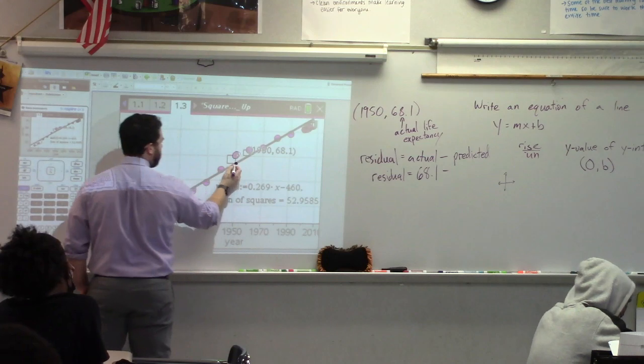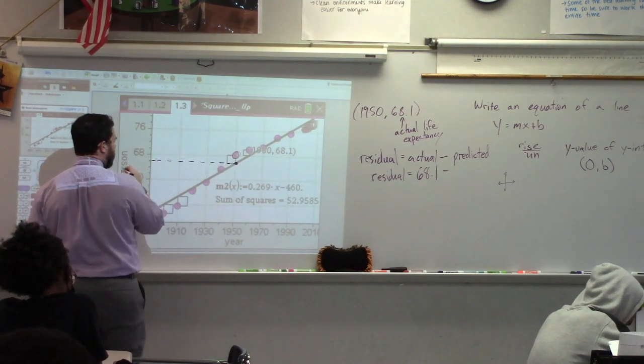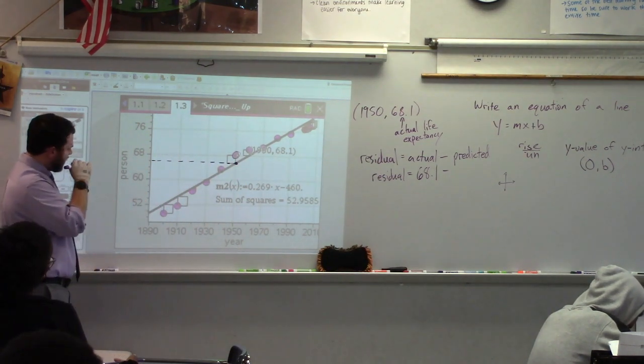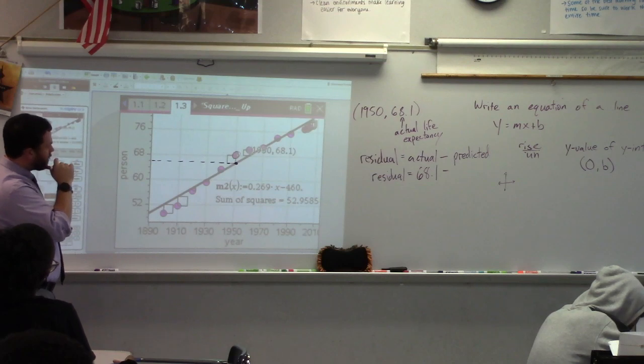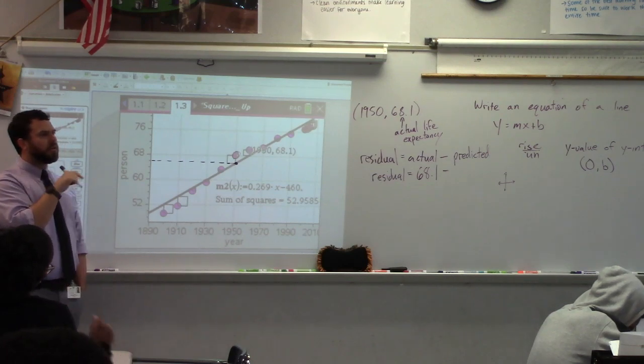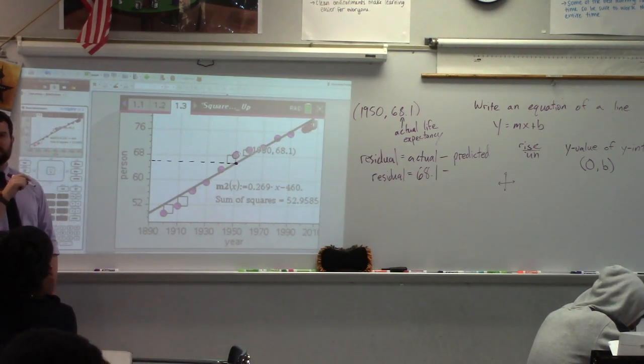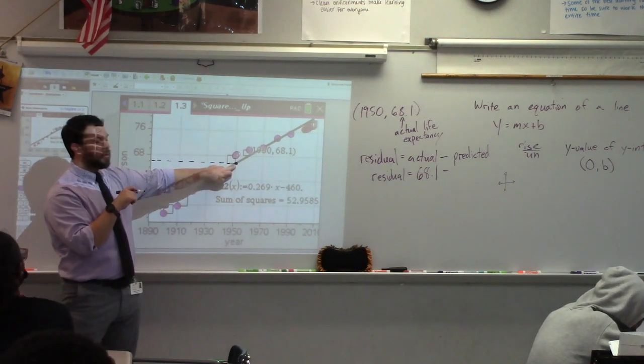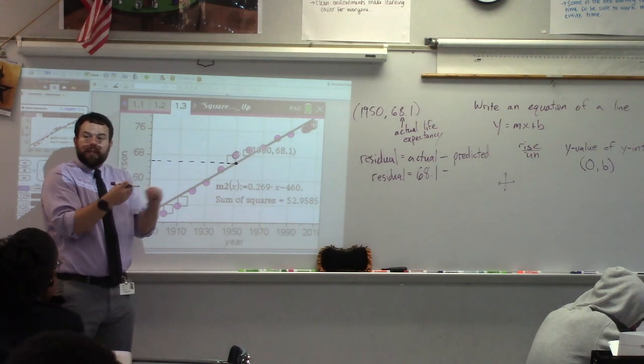So that looks to be about 60. Honestly, I have no clue. Anybody know how I could get that y value? You count up the point. But remember, I'm not looking at these points anymore. I'm looking now at the line. Remember, the line is the prediction.